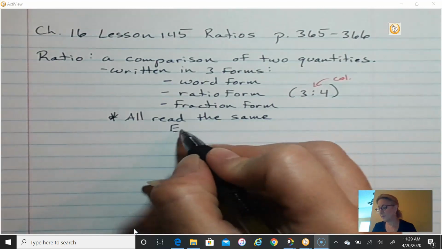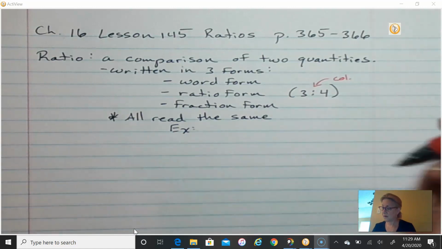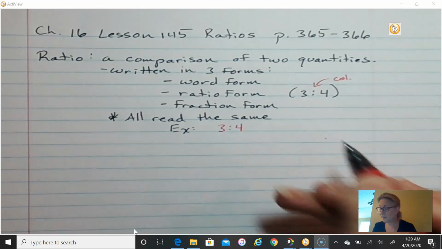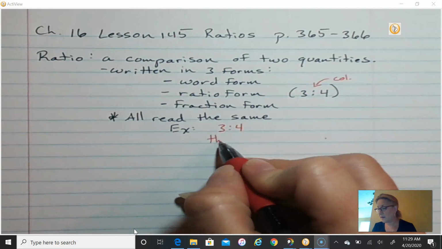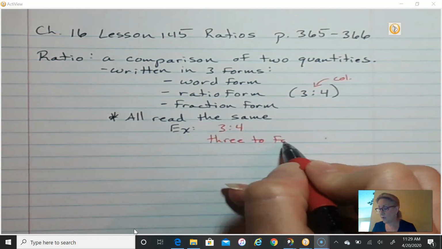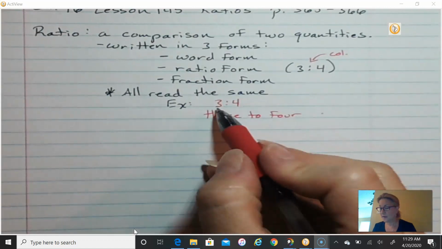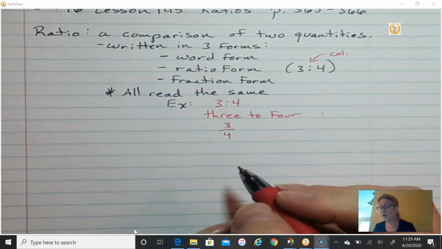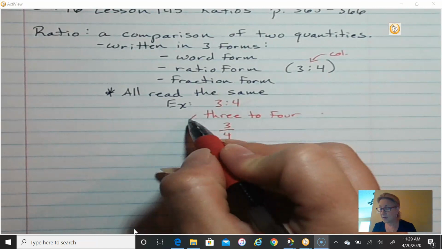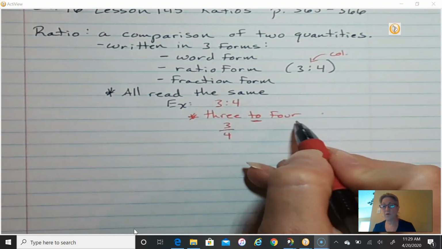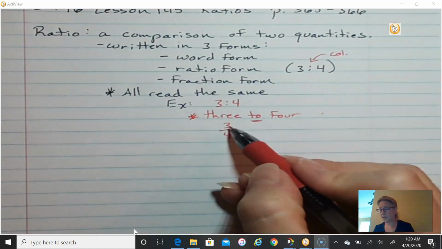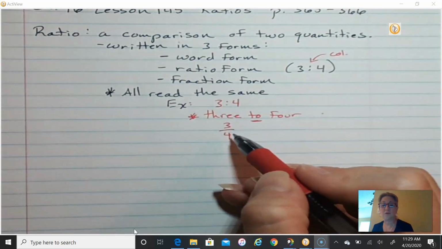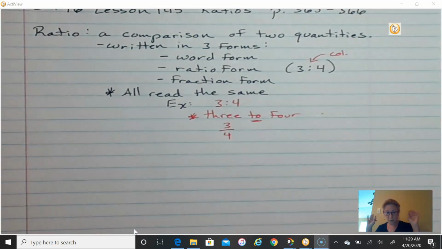For example, it's either written like this. We could say 3 to 4. That's your word form. That's your ratio form. I should have written these in order. And here's your fraction form. But they are all read 3 to 4. Okay? 3 to 4. We don't say 3/4 when we're talking about ratios. We say 3 to 4. Okay? Yes, you do reduce.